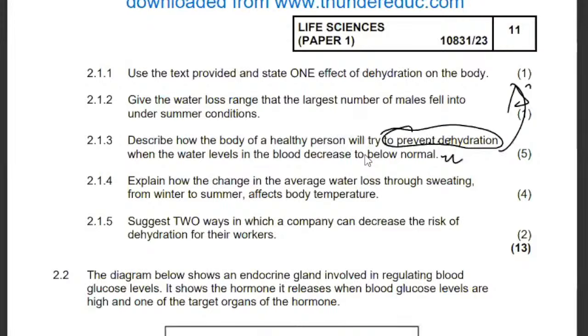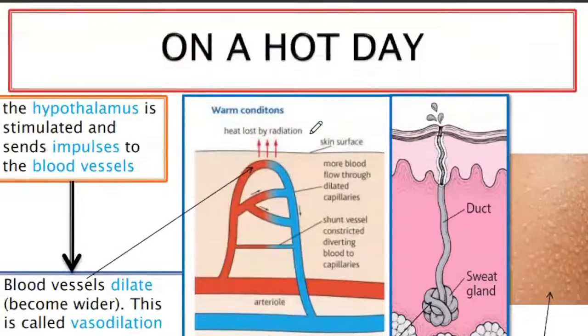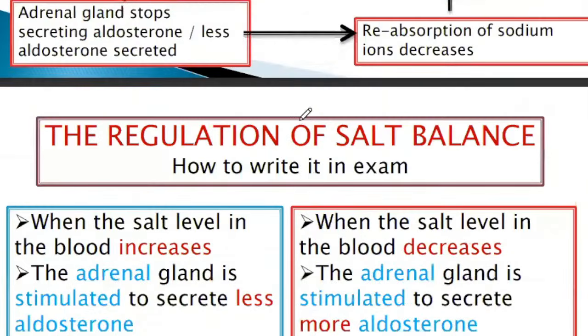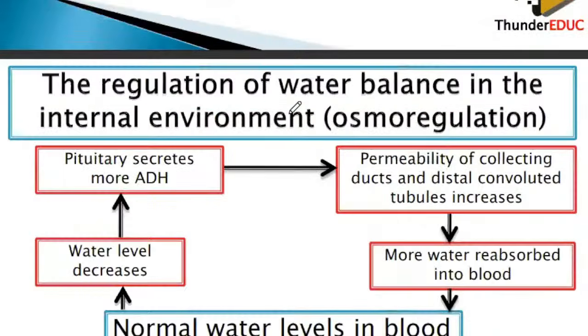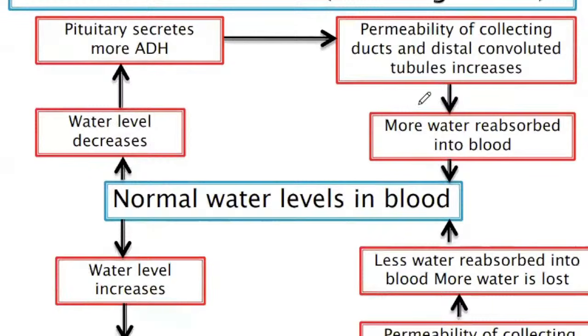Here you're trying to explain how water is being limited from being lost to the surrounding. So in this case, yes, you go to osmoregulation, the amount of water. So here you explain using this regulation of water. In this case, we are trying to conserve, meaning that the water level has decreased. So you explain this.